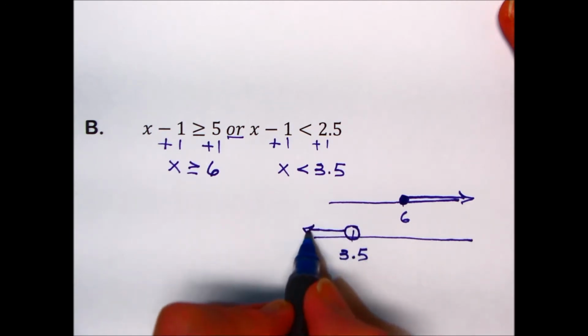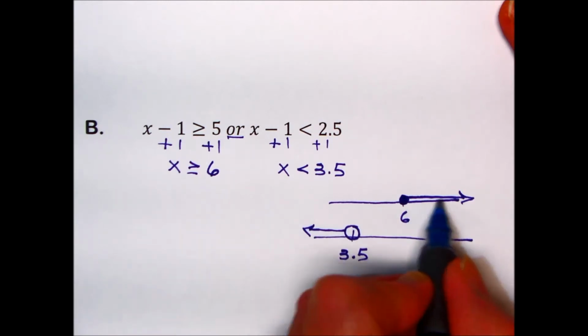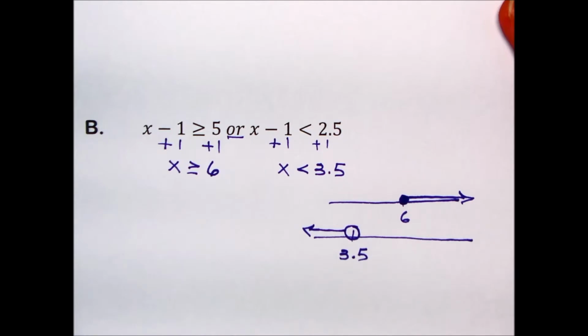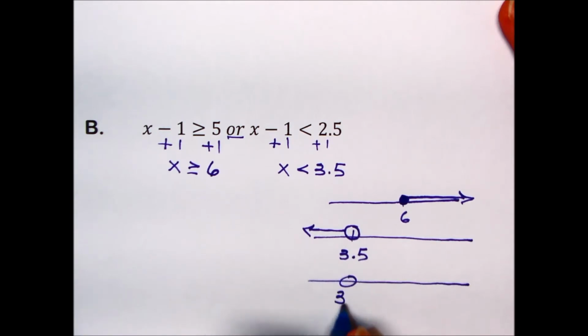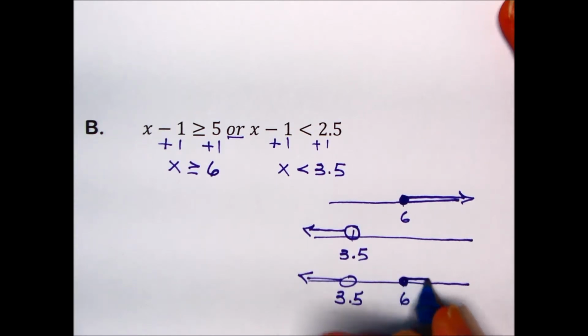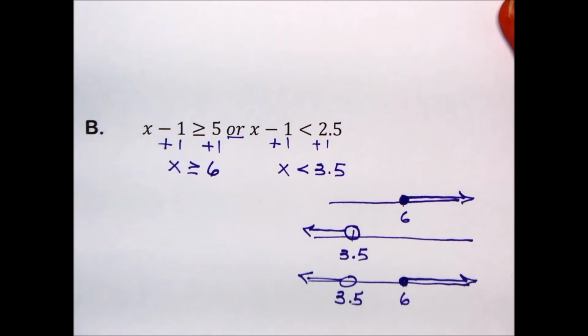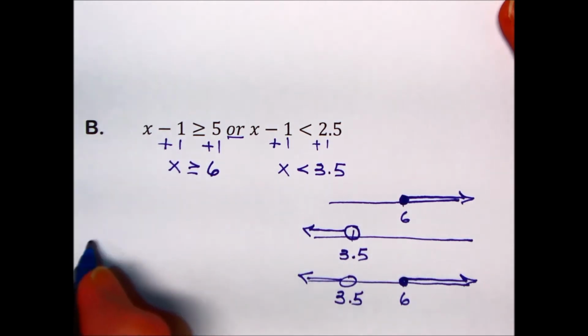This is an OR, so we're looking at values from this interval or from this interval, and not necessarily both, as long as it's from one or the other. The combined would look like a 3.5 decreasing and values of x that are 6 or greater, so that would be our graphical combination.